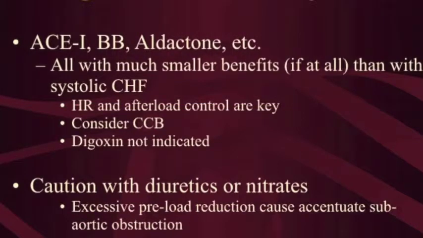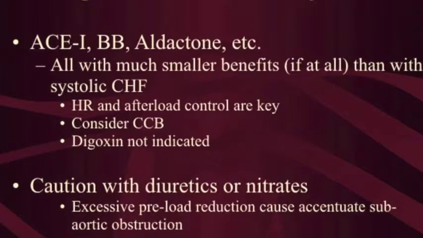And so all these ACE inhibitors and beta blockers and Aldactone and all that stuff that's good for systolic dysfunction, maybe diastolic dysfunction, but they're definitely not as well studied. The main thing there is you just want to keep your heart rate under control. You want to keep the afterload low. Afterload means blood pressure here. Calcium channel blockers maybe, which might directly relax the heart. Digoxin, no. Digoxin is a drug that's pretty decent for systolic dysfunction, and wouldn't really work for this.